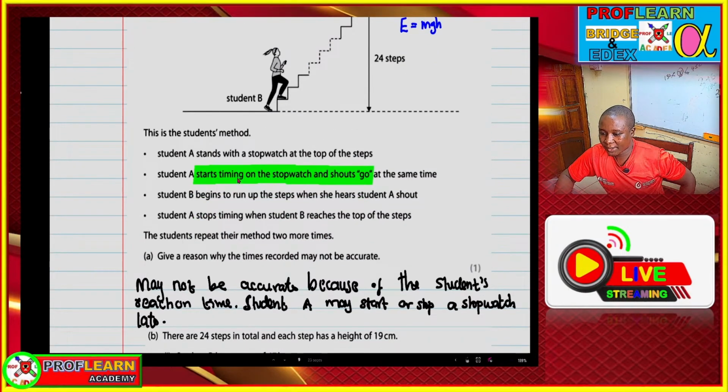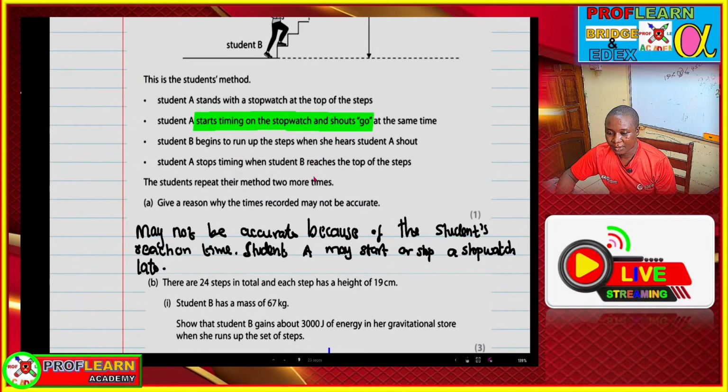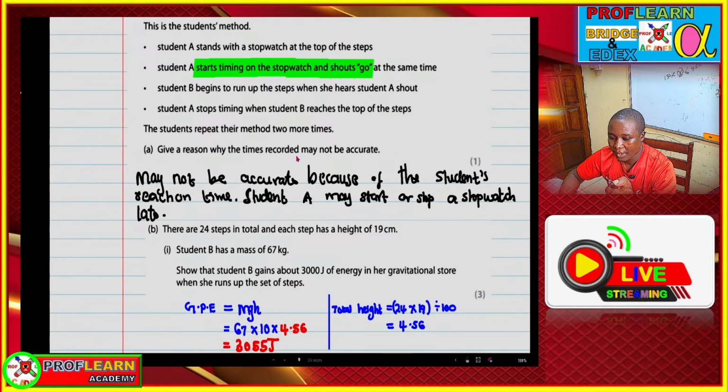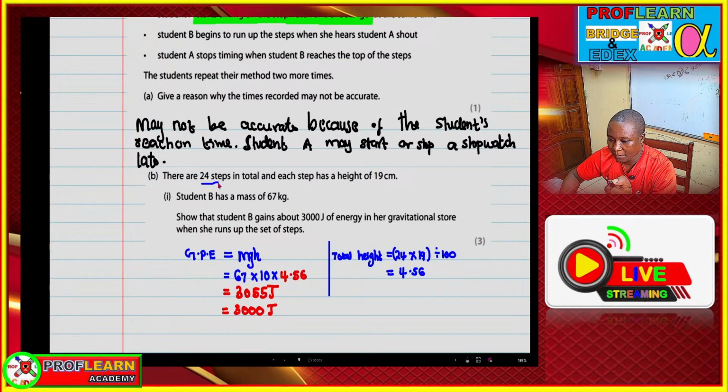Now student A starts timing the stopwatch and shouts go, and at the same time student B begins to run up. The student repeats their method for more times. Give a reason why times recorded may not be accurate. We bring an issue of reaction time here. After the other person has shouted, they will take time to react and start running. Also, there could be reaction time for student A to start and stop the stopwatch, and in the process, this may be inaccurate.